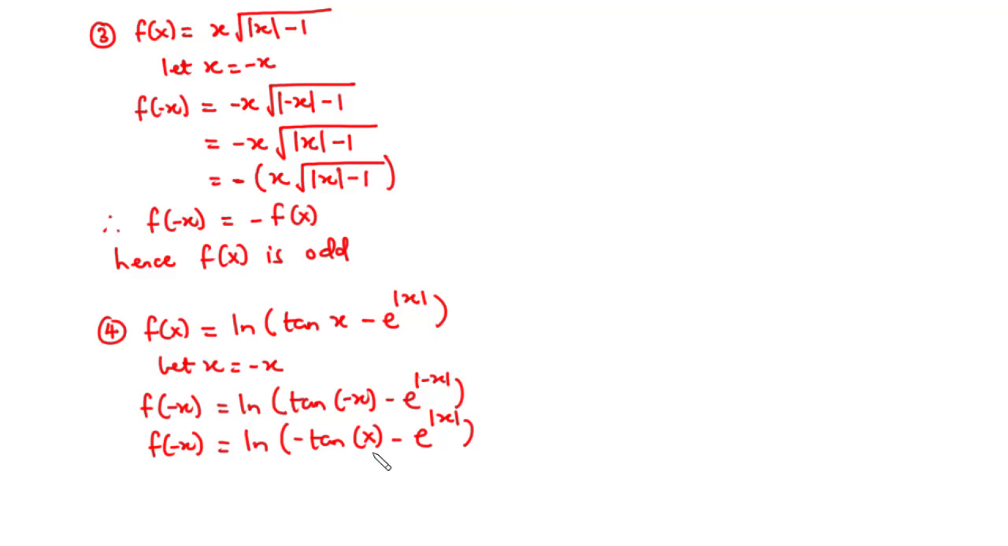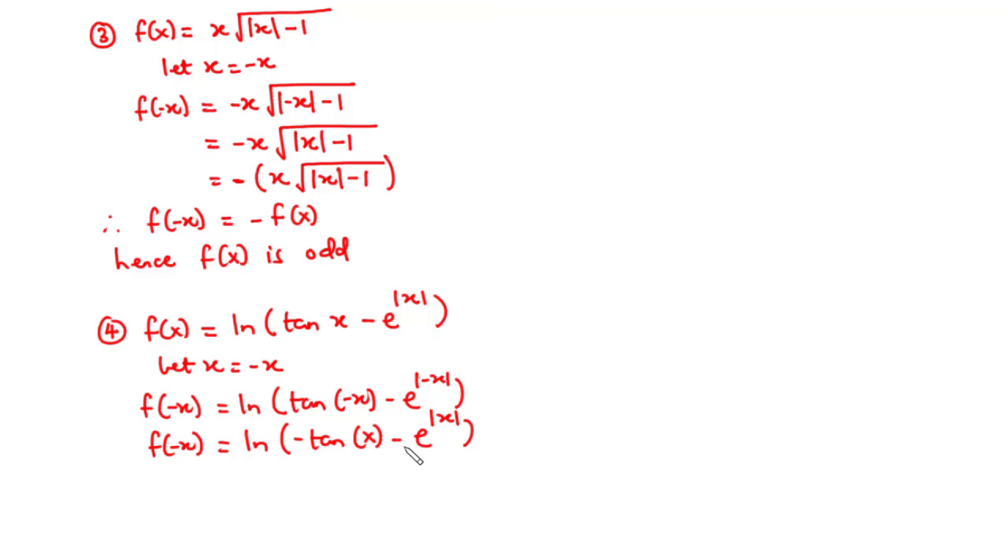what we have here is not exactly as what we have as f of x. So since f of negative x is not equal to f of x, it means that this is not an even function. Secondly, you realize that here we have the sign to be positive tan x, here it is negative tan x, this is negative e to the power absolute value of x, and this is also negative e to the power absolute value of x.